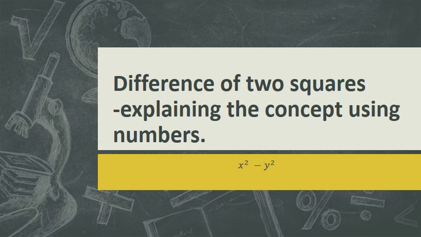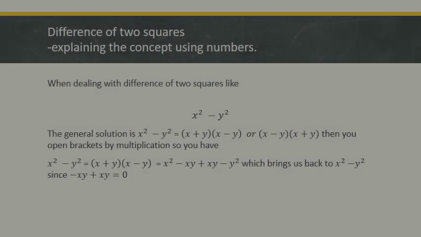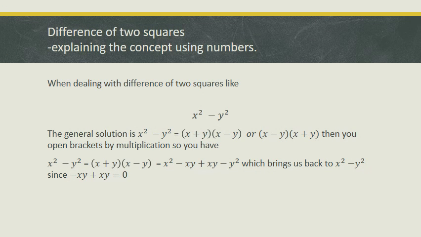Today we'll be looking at how the concept of difference of two squares can be used when working with numbers. The first thing to ask yourself is, when do you know that you're dealing with difference of two squares? Well, as the name implies, difference of two squares just means when you have two numbers that are raised to the power of 2, or two alphabets in case of algebra raised to the power of 2, and there's a difference. That's why you have the minus sign here, telling you that there's a difference there.